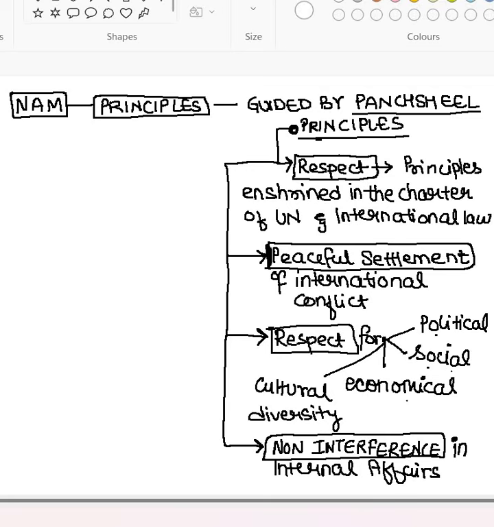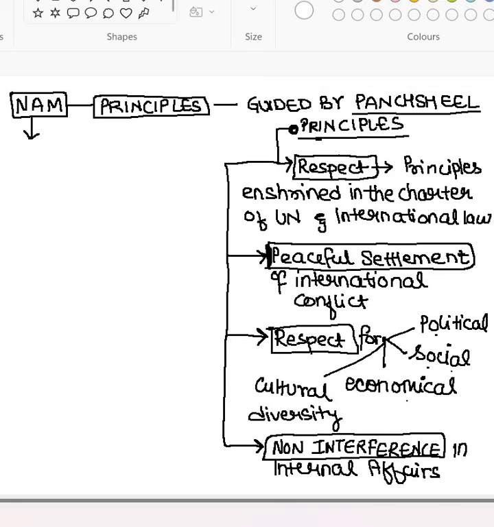Okay, no state or group of states has the right to intervene either directly or indirectly, whatever the motive, in the internal affairs of any other state. Okay, so these are the major principles that are followed in the non-alignment movement. Okay, so you can also write over here.